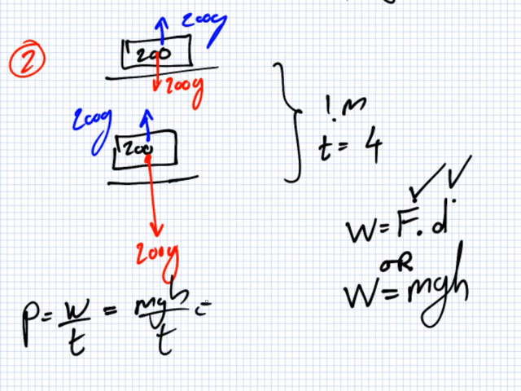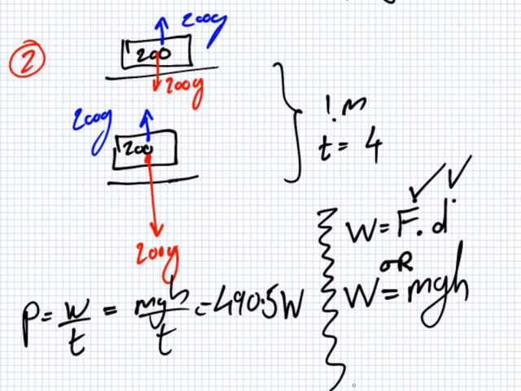200 times 9.81 times 1 divided by 4. So you get about 491 watts. 491.5. Okay, if that makes you happy. Yes. Great. I'm glad it does. Okay.